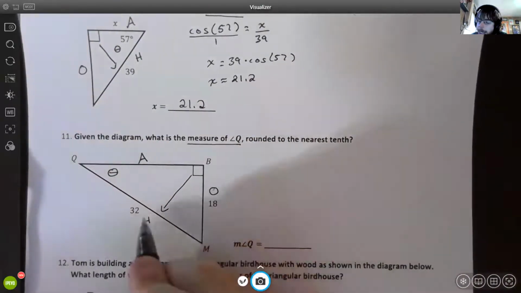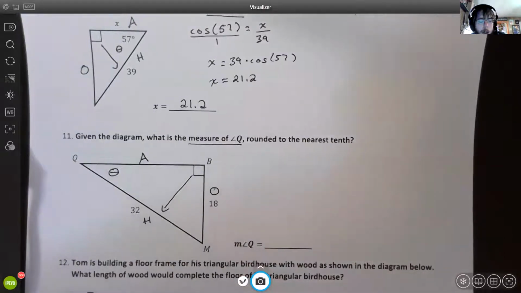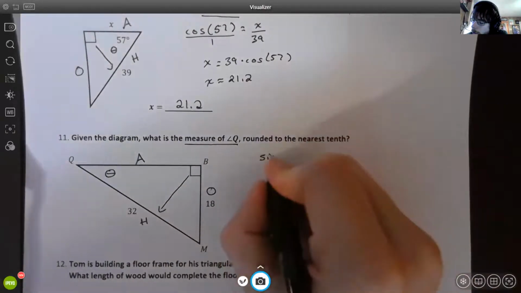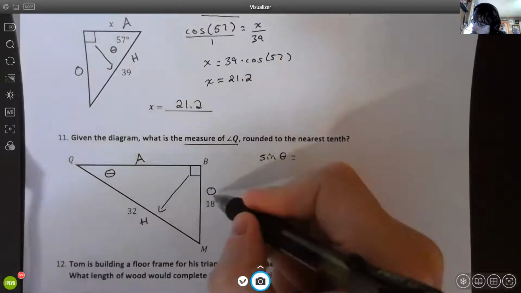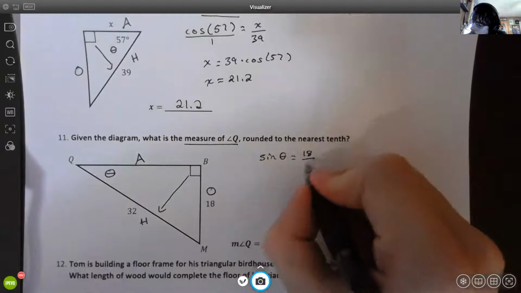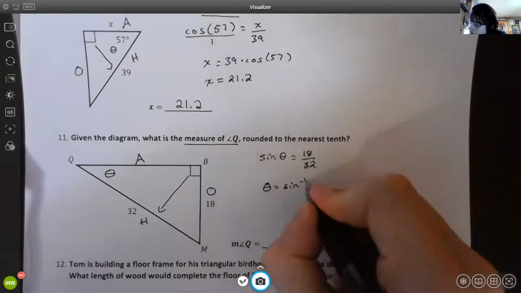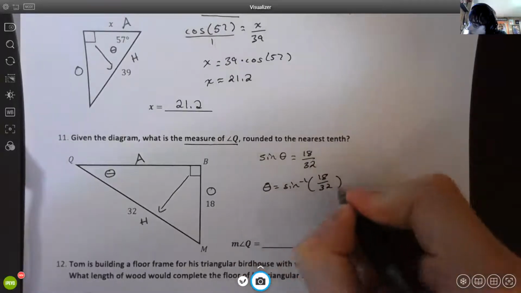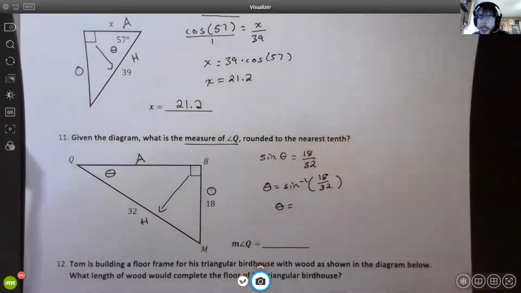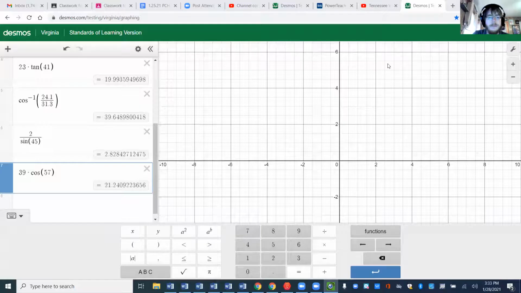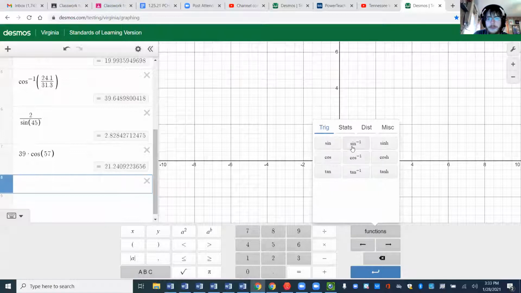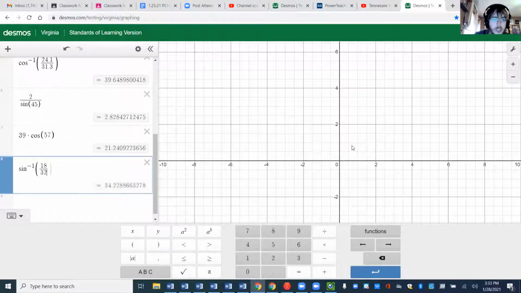So we have O and H. The trig ratio that uses O and H is sine. So we have sine theta is equal to O over H, so 18 over 32. We're looking for theta, so we need to use an inverse sine of 18 over 32. And if we type that in the calculator, we get that theta is equal to 34.2 degrees. So that's what the measure of angle Q is.